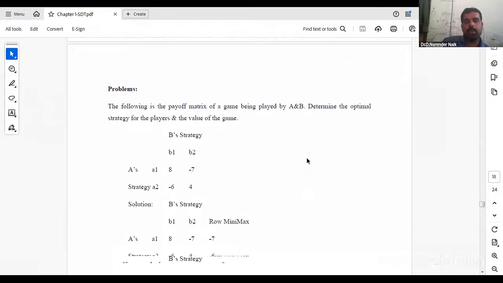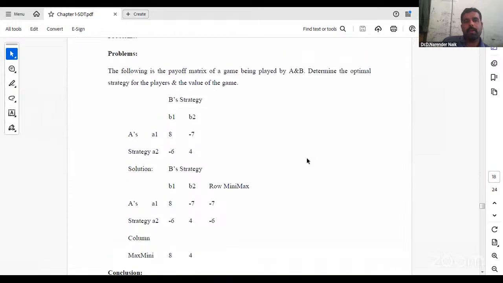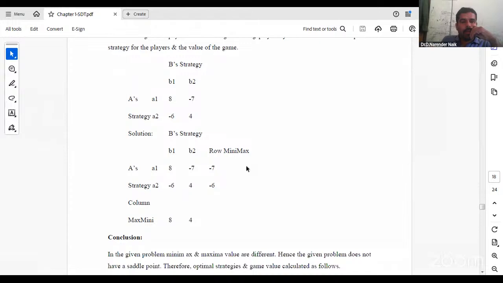Now we will see the problem here. The following is a payoff matrix of a game being played by A and B. Determine the optimal strategy for the players and the value of the game. Observe carefully: B1, B2, A1, A2: 8, minus 7, minus 6, then 4.